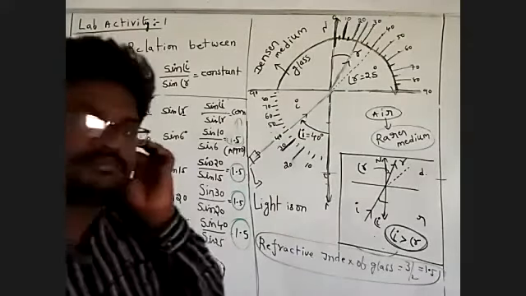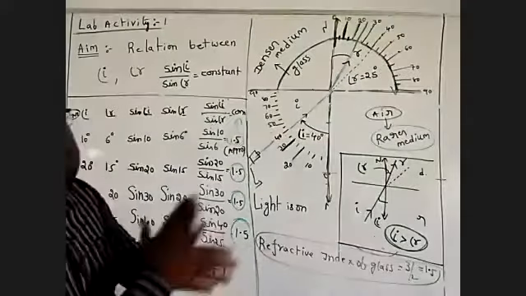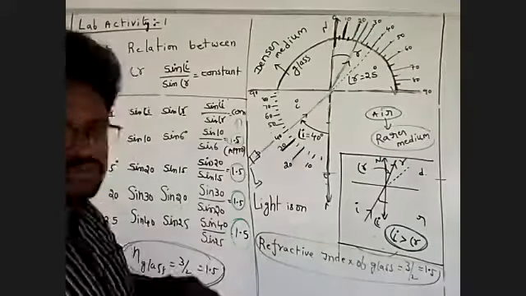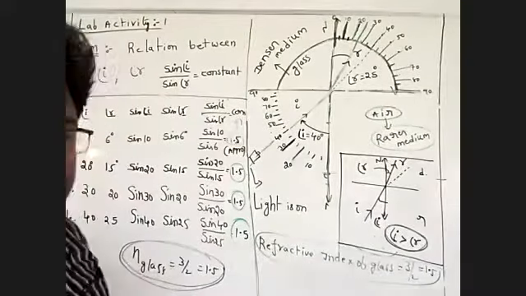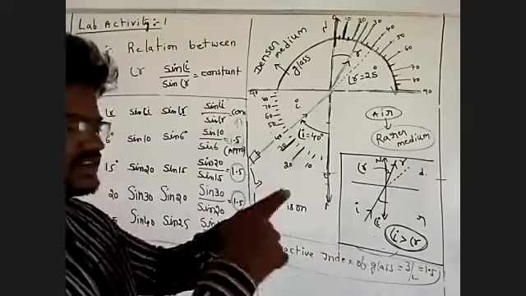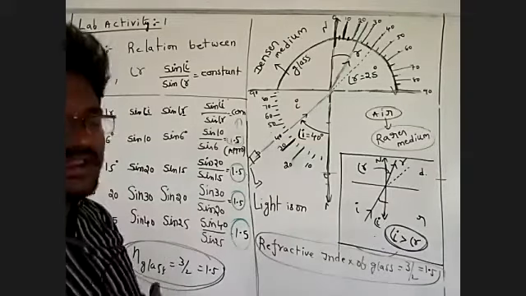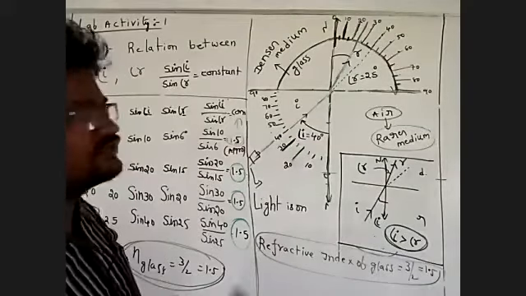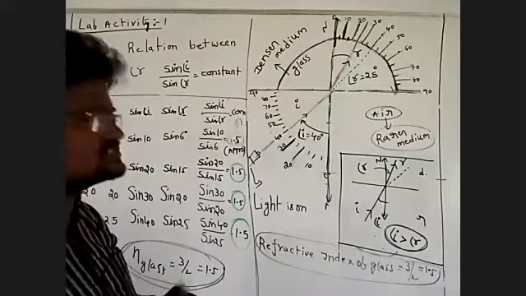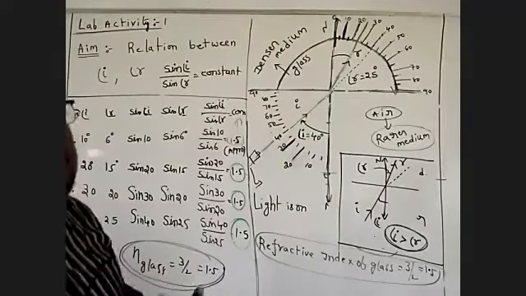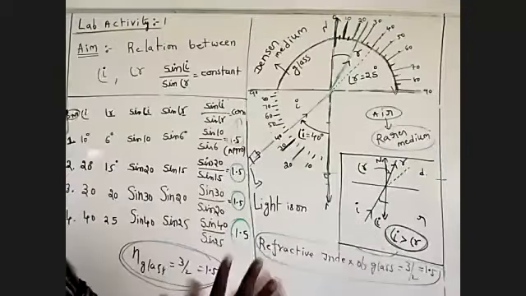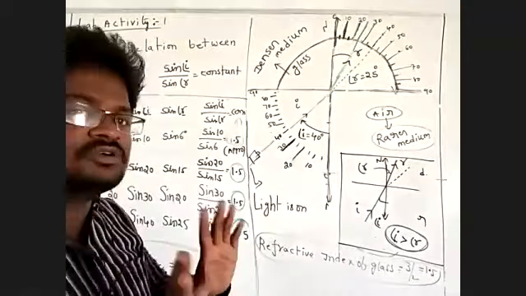Material required. What type of material do you want? You want a protractor, one board, one white sheet, clamps, a pencil, a protractor, a scale, an eraser, and one more thing, pins. We need all these things. This is the material required. Next is the procedure. What we have to do, that I'm going to explain.